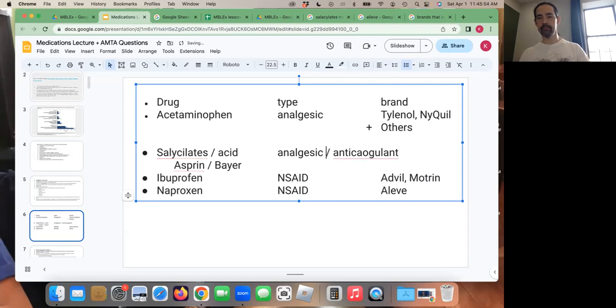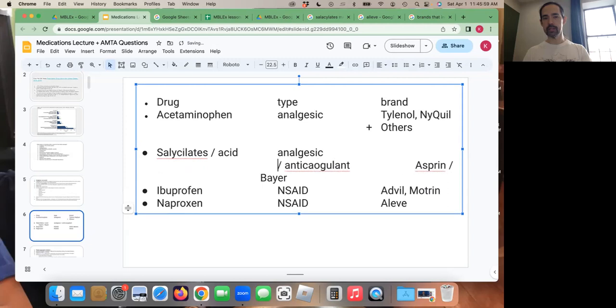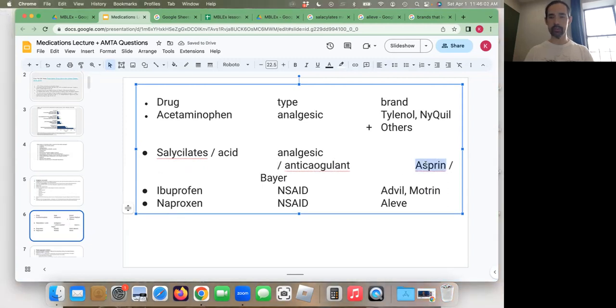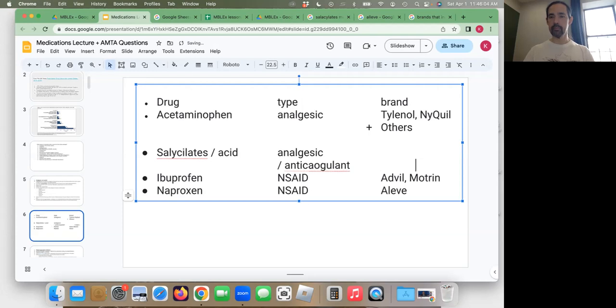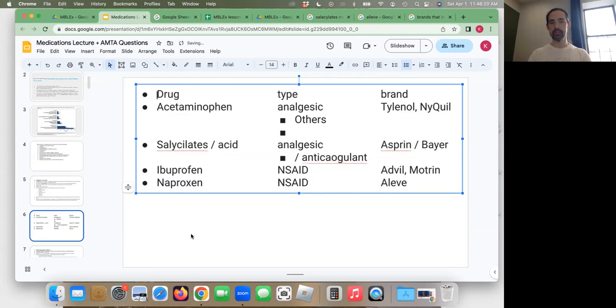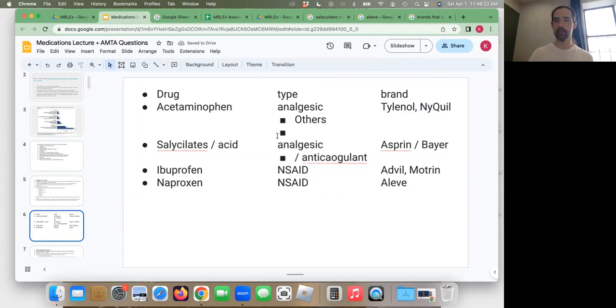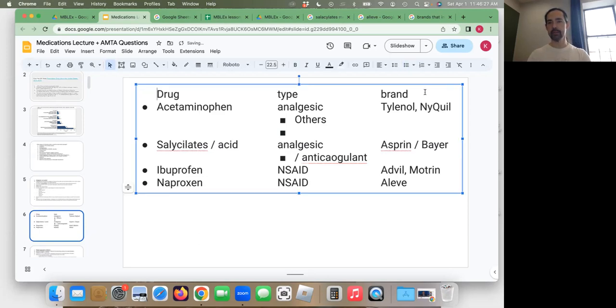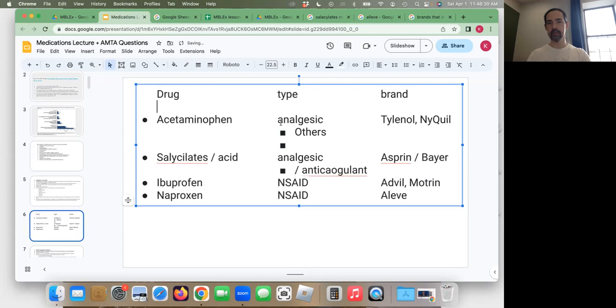Let's see, how am I going to fit that? What you'll see with people who are taking salicylates or aspirin is that sometimes they take it for pain, and sometimes they just take it because they have a cardiac history and they want to prevent that. Okay, let me just clean this up a little bit so you guys can actually see it.